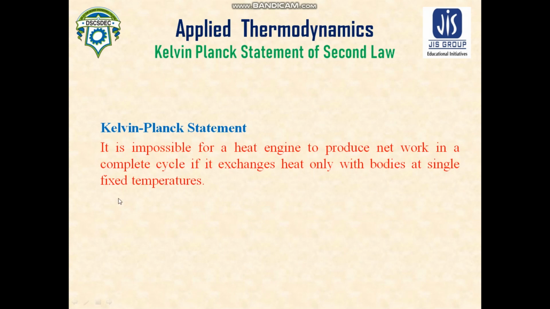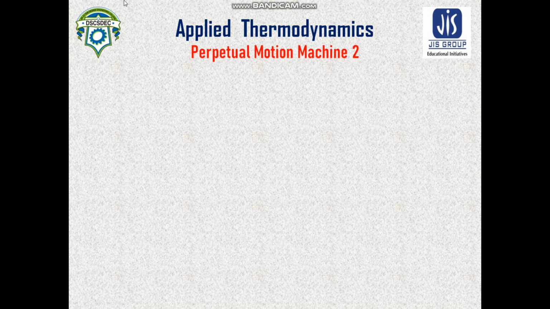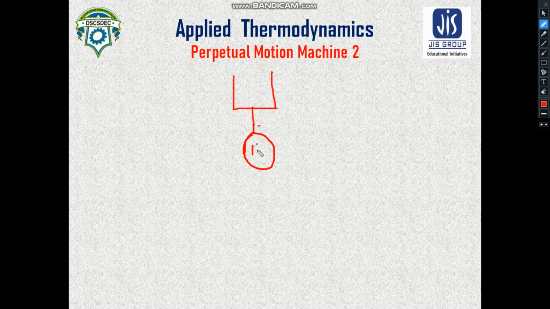So with this understanding, let us deal with a hypothetical concept which we call a perpetual motion machine. So the diagram which I showed you just a few minutes earlier is the same. So this is your heat engine. I will just draw it in a much better way, I promise that. Okay, so this is the heat engine.